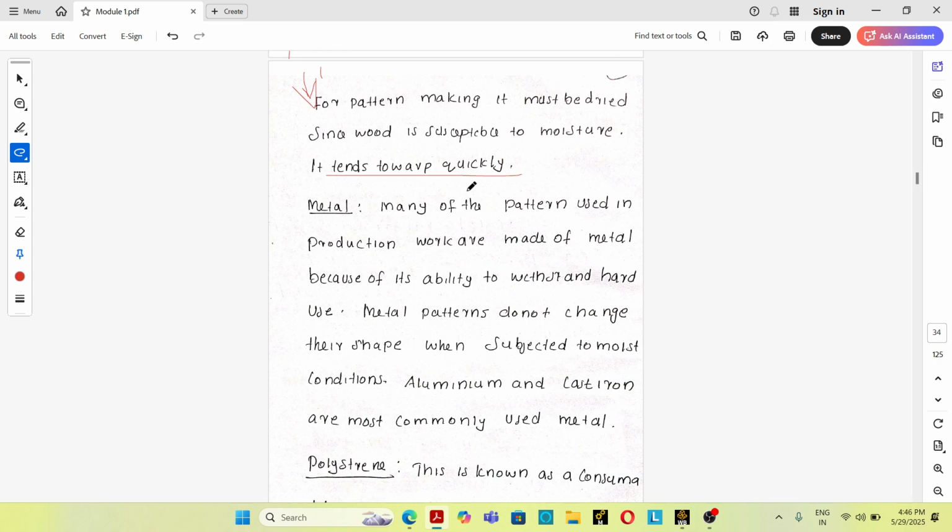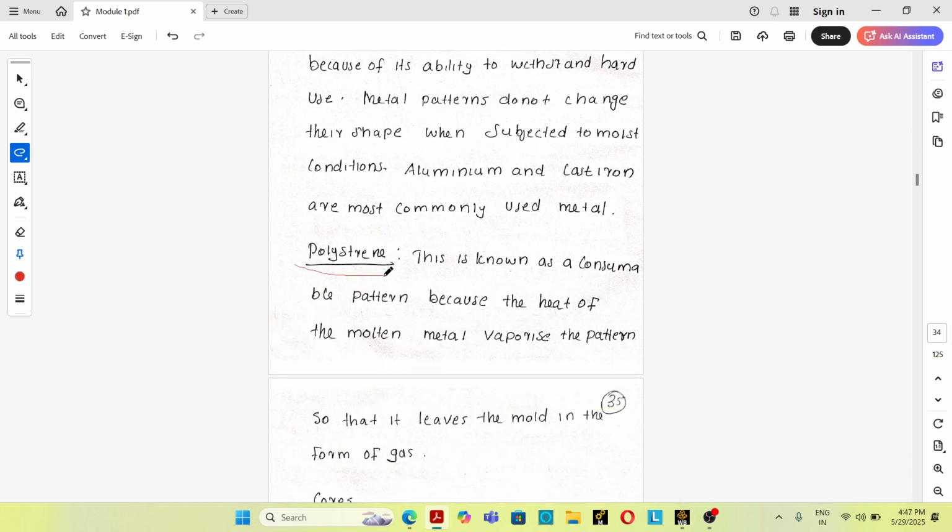Metals are commonly used in the case of mass production. Metal does not absorb moisture and has the ability to withstand high ramming force. Metal patterns don't change their shape when subjected to moist conditions, and aluminium and cast iron are the most commonly used metals for making patterns. The third one is polystyrene.